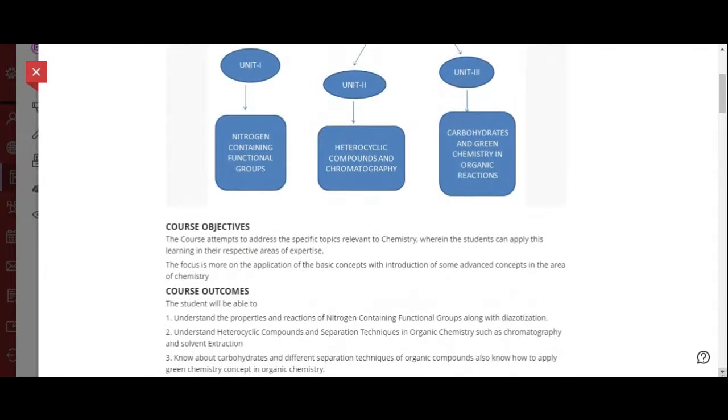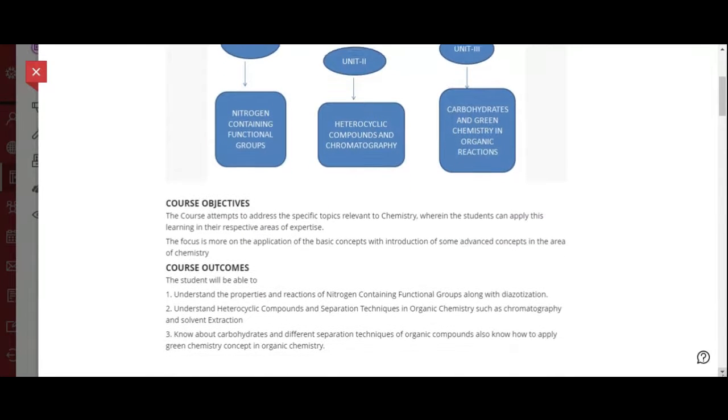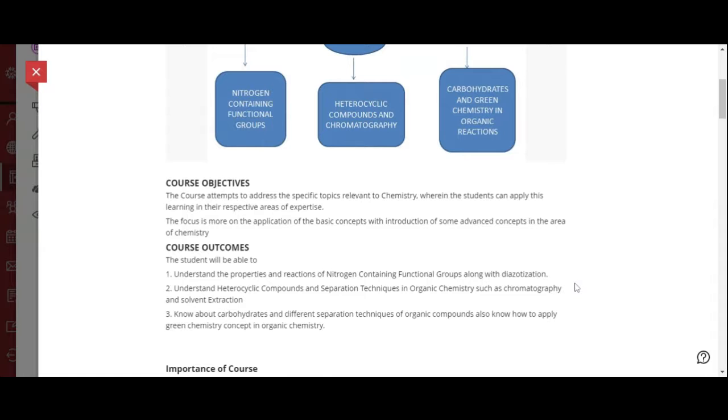And after that, what are the course objectives of this? See, this course is relevant to various topics of basic chemistry. You can apply this in learning and also in respective areas of expertise. Okay, and it starts with some basic concepts, and you can go for the advanced concepts also.